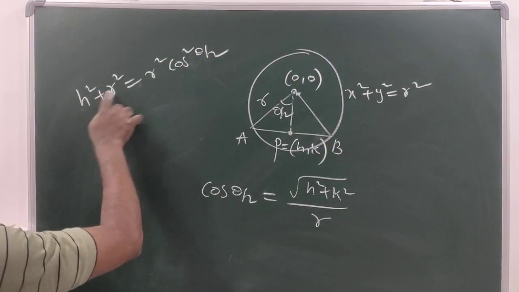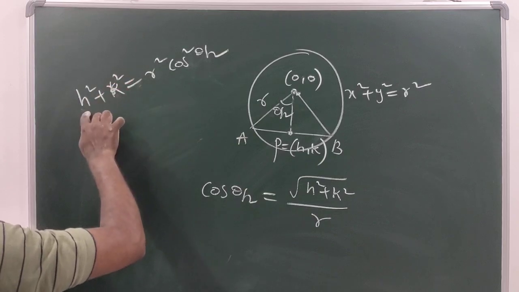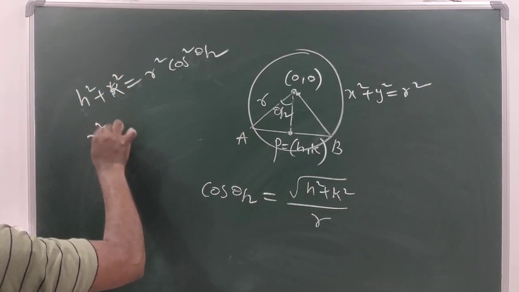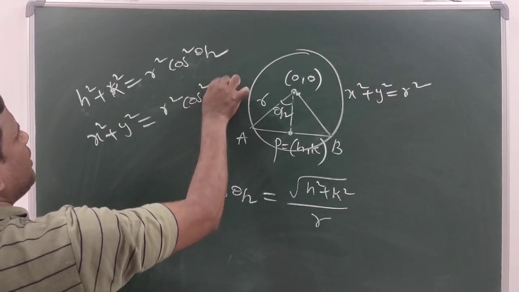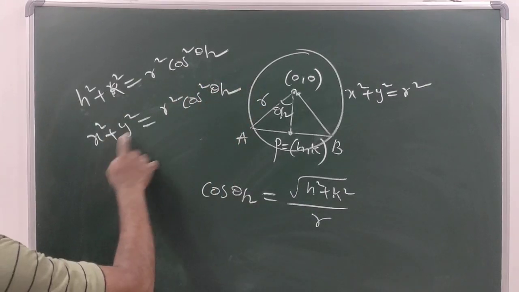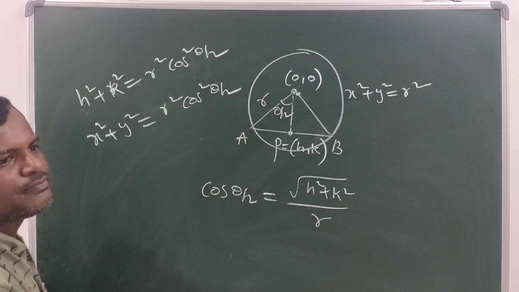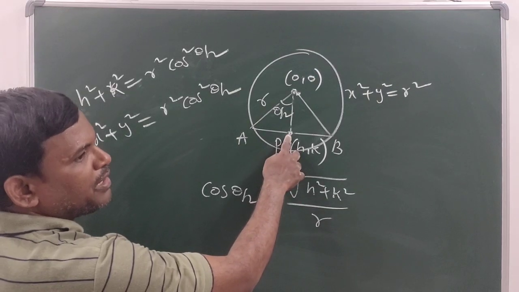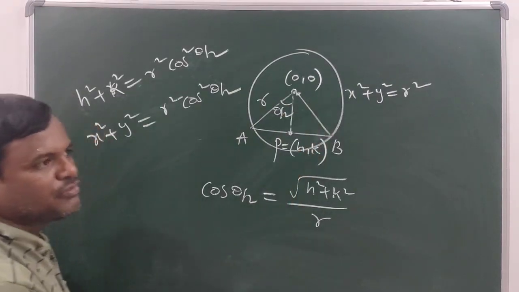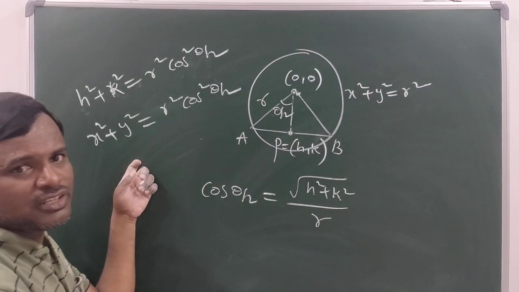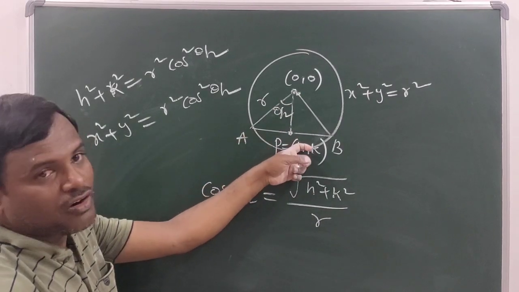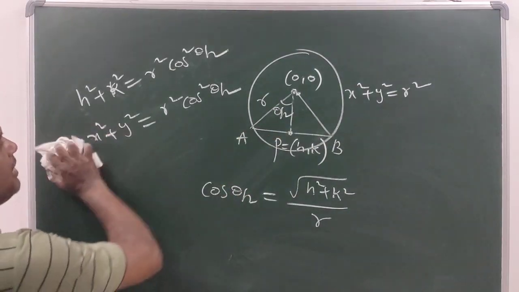Now replace h, k by x, y. X square plus y square is equal to r square cos square theta by 2 is the required locus of midpoints of chords which make an angle theta at the center. What is this locus? Midpoints of chords which make an angle theta at the center.